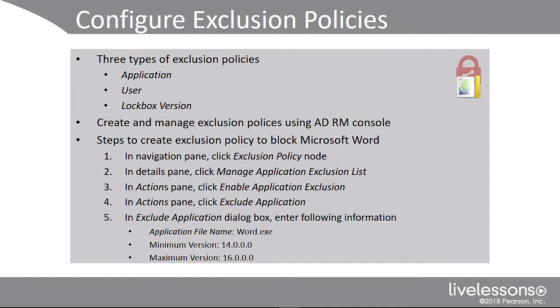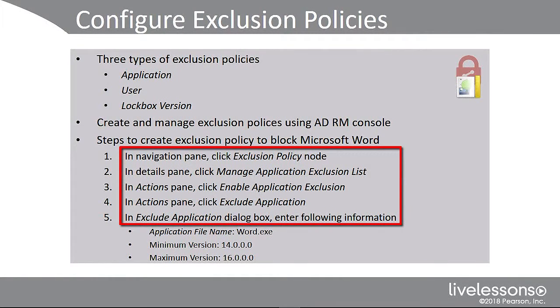And we do this, again, through the AD RMS console, and the steps to do this are right here. In the navigation pane, we're going to click on the exclusion policy node. We're going to go into Manage Application Exclusion List. We're going to enable the application exclusion, and we're going to click Exclude Application for whatever we're trying to exclude. And in the Exclude Application dialog box, we're going to specify the criteria that's going to meet the exclusion policy.